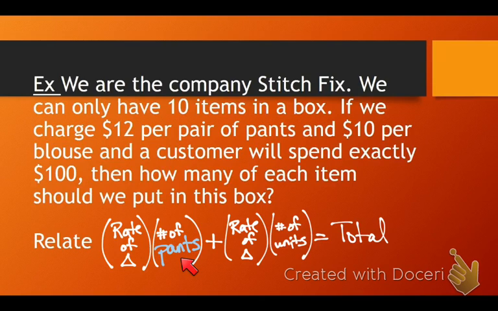So now, number of pants is going to represent one of those number of units. So the rate of change, instead of that triangle, I'm going to say rate of, well, how much did it charge? So rate of cost per pants. So the number of units, we concentrated on shirts or blouses. So I'm going to put blouse. And the rate is cost per blouse. So dollar sign per blouse.